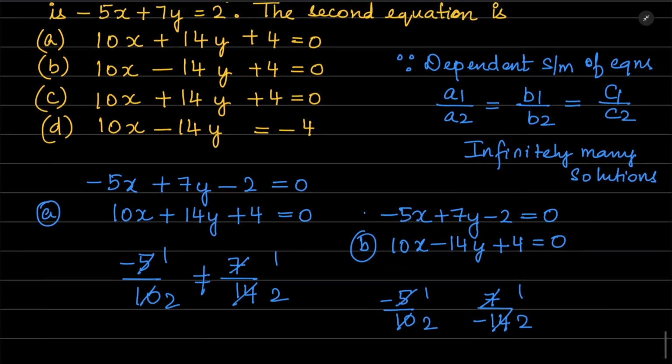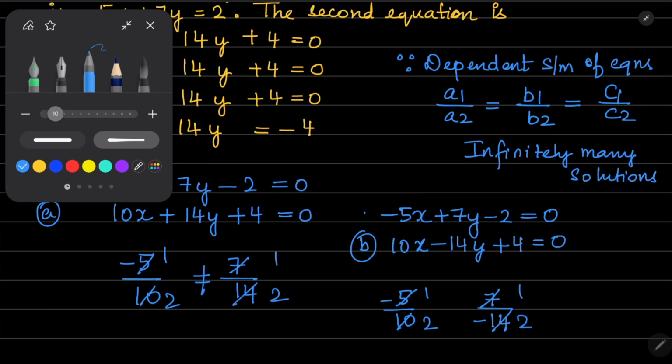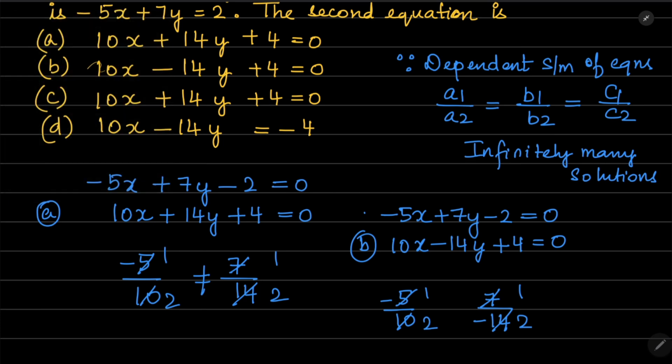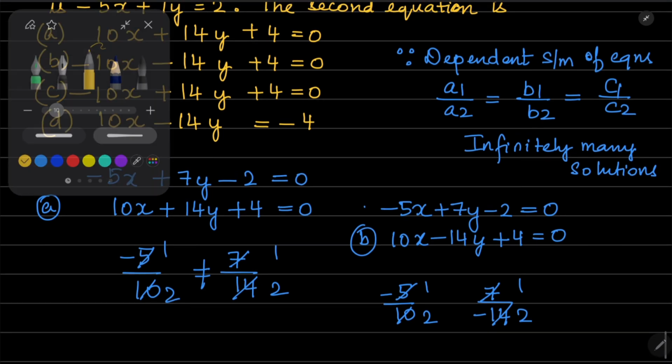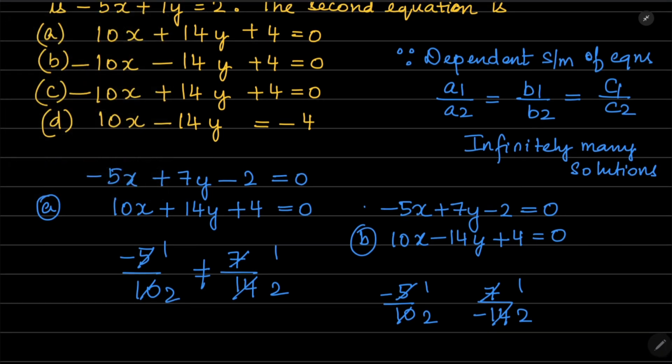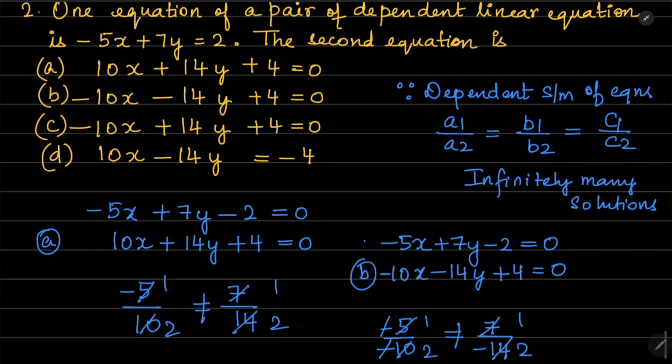I think I've made a small mistake. In this particular question, in both these cases, it is minus 10. Small correction in the question: in the second question, it is minus 10x. So minus will get cancelled. Now what do you get? 1 by 2 is not equal to 1 by minus 2. So the B condition is also not correct.